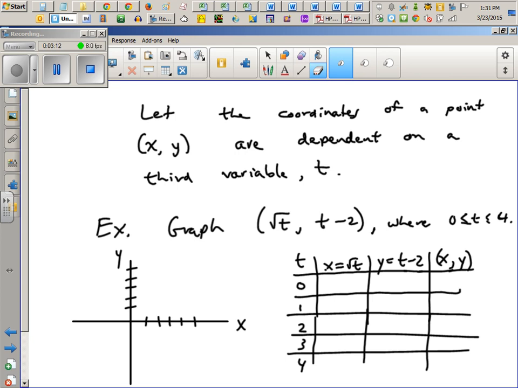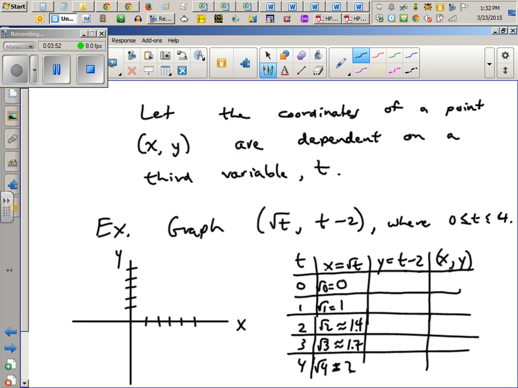So, what's root 0? 0. What's root 1? 1. What's square root of 2? Yeah, it's root 2. It's about 1.4. If you're plotting, it might be nice to know the decimal. Next would be root 3, you see. It's pretty close to 1.7. Root 4, obviously, is just 2. So we just filled out the first column by doing root t, root 0, root 1, etc. That's right, pretty rad. Okay.